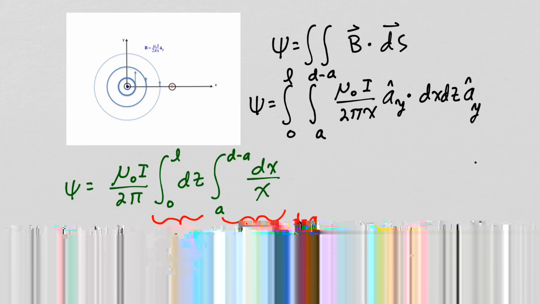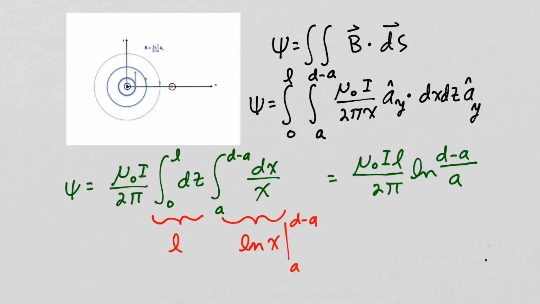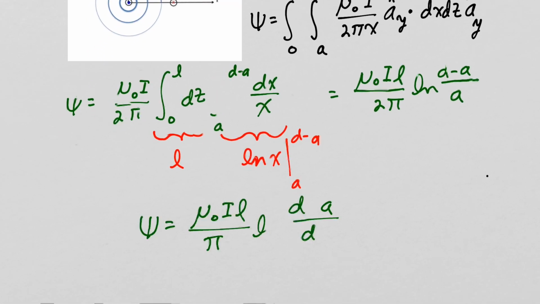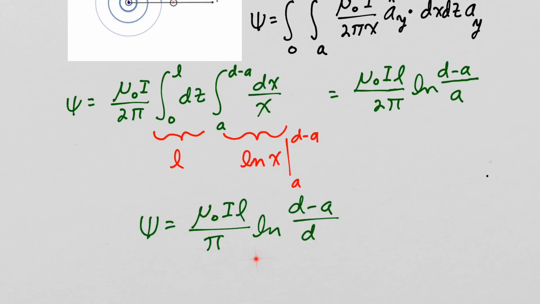So here is that flux through that surface S due to the wire at x equals 0. Now the wire at x equals d is contributing the same amount of flux through that surface S. So if we double this value, we'll get the total flux through that surface S. So here's the total flux through our surface S.